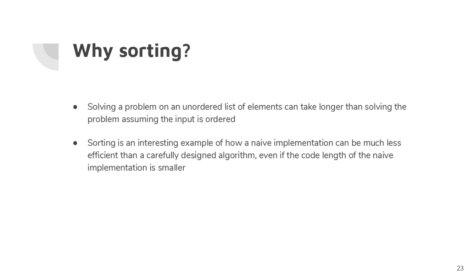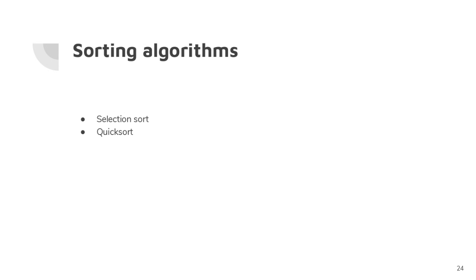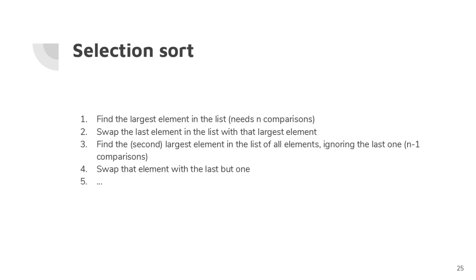And sorting is also an interesting example of how a naive implementation can be less efficient than a carefully designed algorithm. The carefully designed algorithm might be a little bit more complex, with a little bit more code, but if the runtime decreases from n squared to n times log n, that's really important, and that makes the difference between taking hours or minutes. So, two sorting algorithms: selection sort and quicksort.